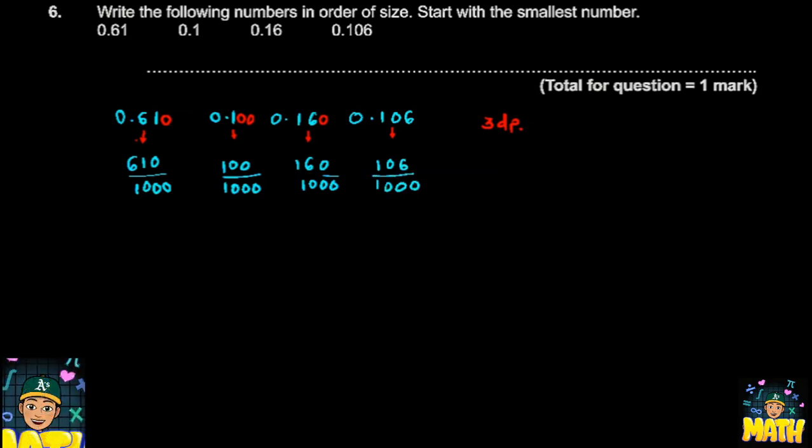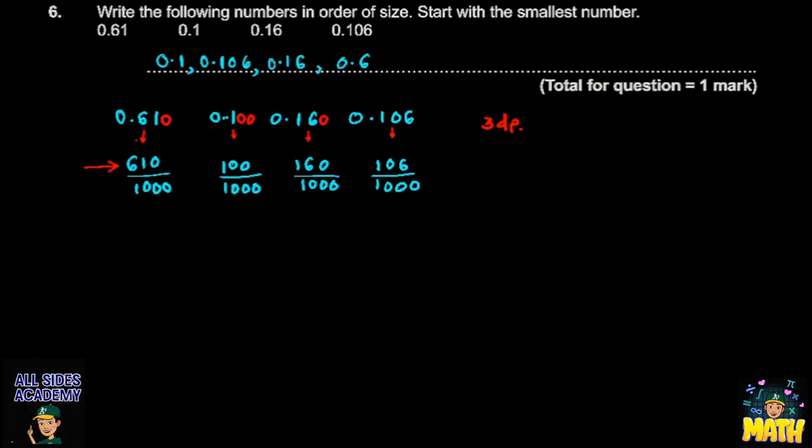So they have the same denominators, so we can compare the numerators. Okay, those are the numerators right there, the numbers at the top. So which one is the smallest? 100 is going to be the smallest, so we write that as a decimal. And then the second one is 0.106, and then 0.16, and then 0.61. And you're done with place value.